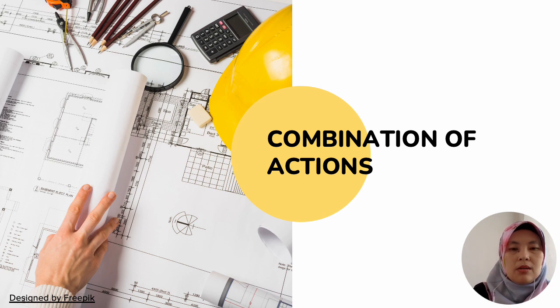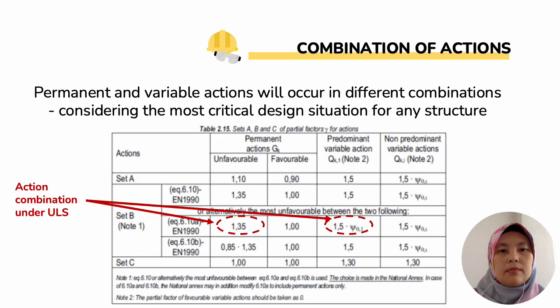So this is on the combinations of actions. In the Eurocode, it is stated here that we have a few combinations of actions depending on whether we are designing for the ultimate limit state or for the serviceability limit state. This is a table, table 2.15, which gives us the sets A, B, and C for the partial factor of safety for actions.